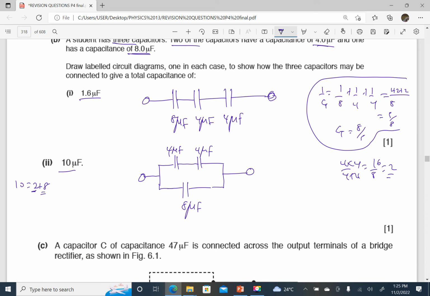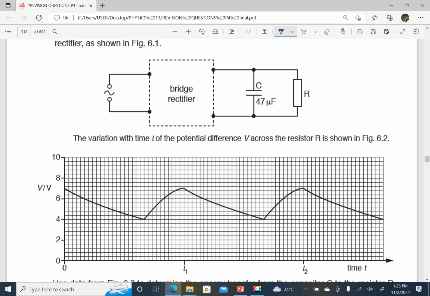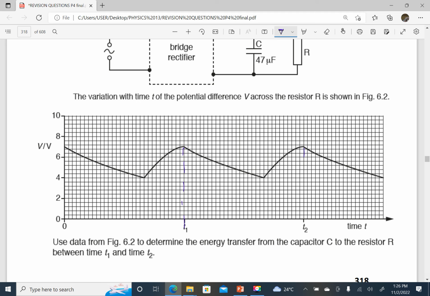A capacitor C of capacitance 47 microfarads is connected across the output terminals of a bridge rectifier as shown here. Okay. So a bridge rectifier produces full wave rectification. When we add a capacitor, we are doing what we call smoothing. So we have the graph there. Use data from the figure to determine the energy transfer from the capacitor C to the resistor R between T1 here up to T2 here. We want the energy transfer.